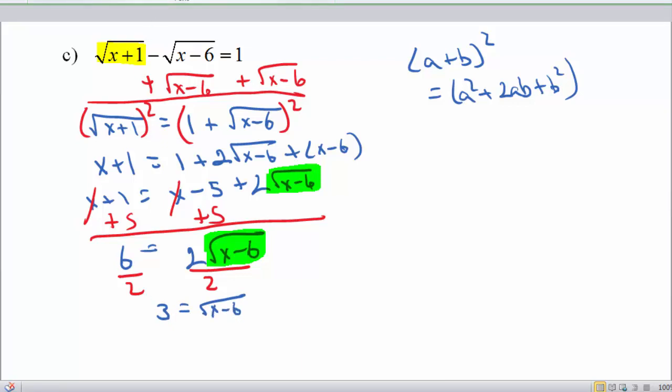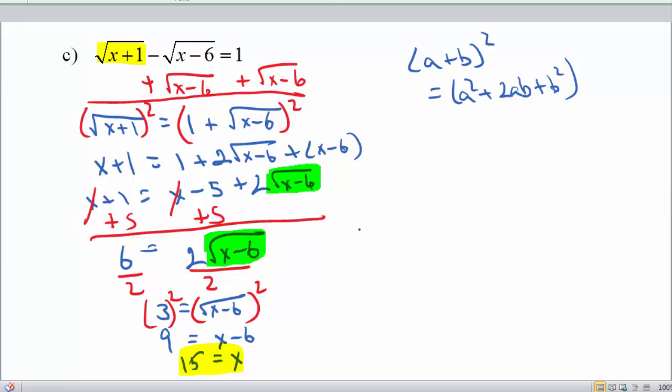And now, finally, after much ado, I can square both sides because I've isolated that second radical. And on the right side, it's simple. They just cancel out, right? Square and square root cancel out. So I have x minus 6. And on the left side, 3 squared is 9. And now I would just add 6 to both sides, so I would end up with x equals 15. Right? So that would be my possible solution, I'll call it, right?